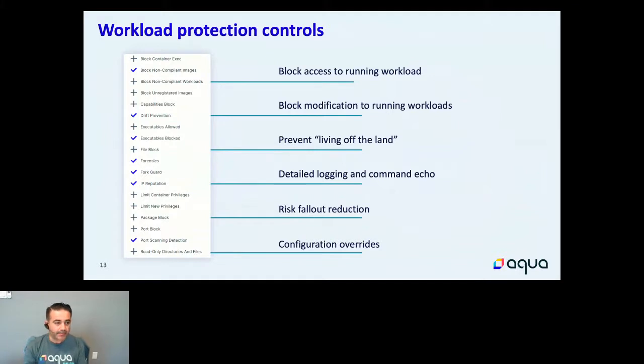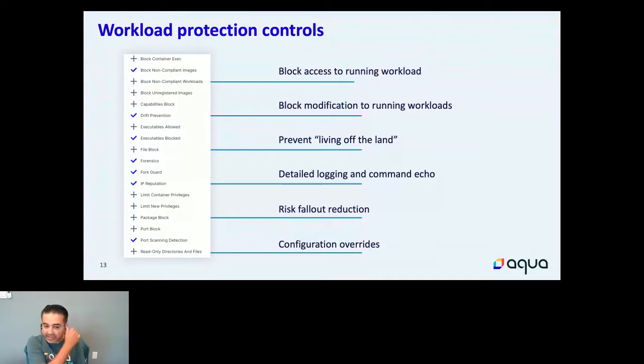We have a number of controls available over here. There's actually a little bit more than this. So we want to be able to check to see if the image is compliant. We want drift prevention. Drift is something that has been added to the image or the running container after it's been scanned, or after the image is running as a container. So after it is spun up, something was added to it.